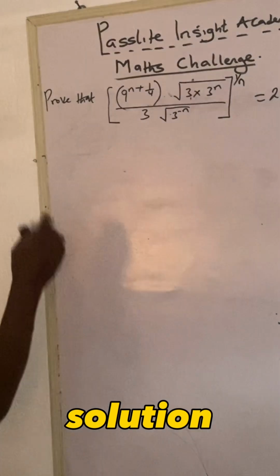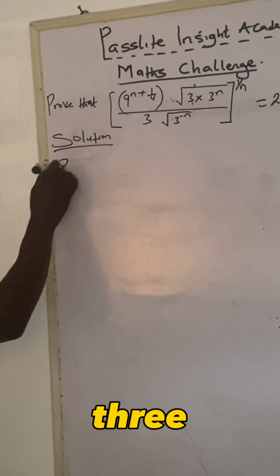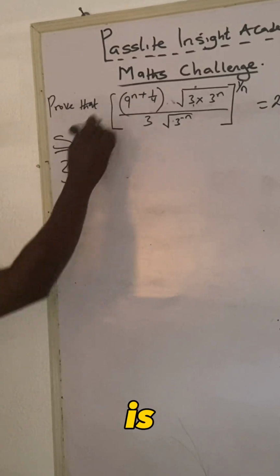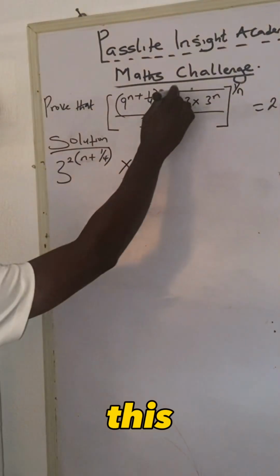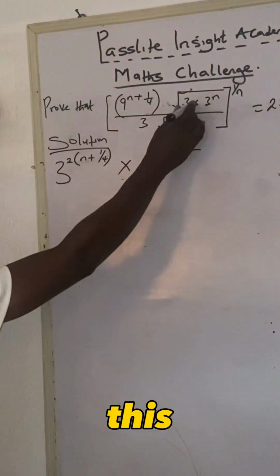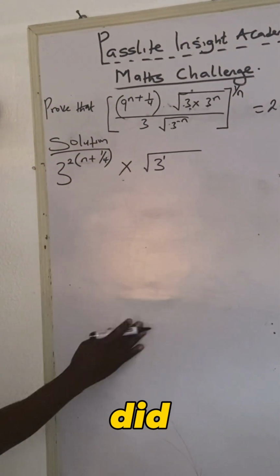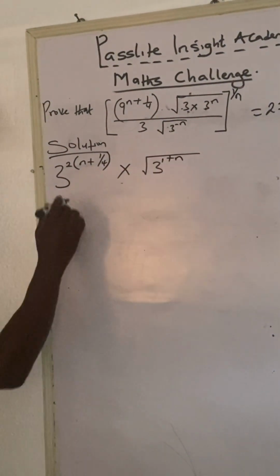So let's start. Solution. You can see now 9 raised to power n can be written as 3 raised to power 2, open bracket, n plus 1 over 4, times this half. But let's first do this. Pick one 3 out of this: 3 times this. This one is raised to power 1, but you did not write it. And from our laws of indices, times turns to plus.